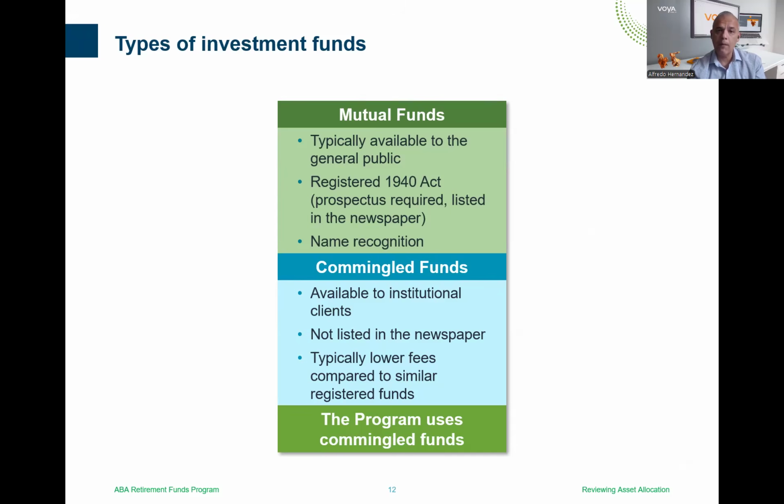But you also have what are called commingled funds. These are available to institutional clients. They're not listed, say, in your newspaper, or you cannot access the information for a particular commingled fund via your preferred financial website because, well, there is no ticker symbol. They're not registered under the 1940 Act. But there are benefits. Typically, they carry lower fees compared to those registered mutual funds. The program uses commingled funds. The information available to you for all of the available funds is via the profile pages, which you can access via the plan website.